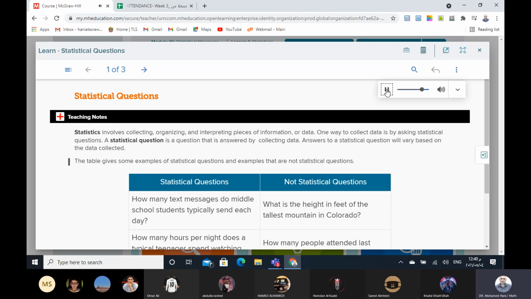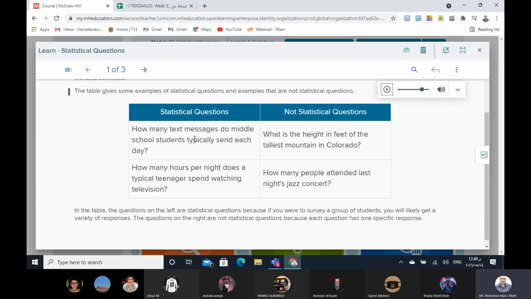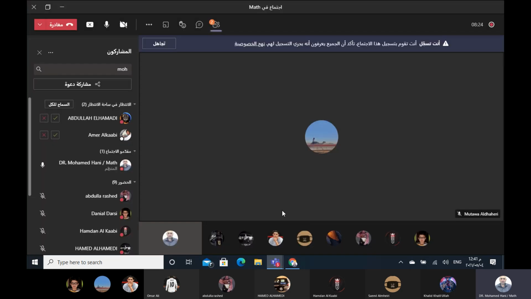The table gives some examples of statistical questions and examples that are not statistical questions. Right. Listen here to this table. Here we have statistical questions, and here we have not statistical questions.